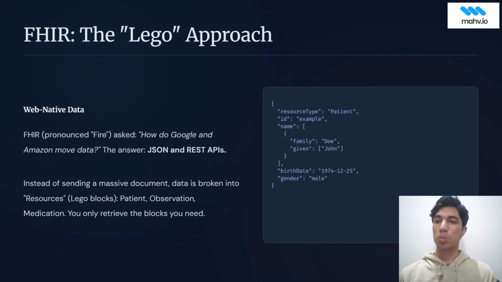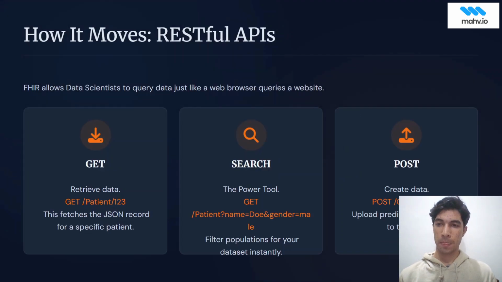So the question was, how do Google and Amazon and normal web browsers move data? And the answer to that was they use JSON and RESTful APIs to move data and request data. So this FHIR standard also used JSON and RESTful APIs.